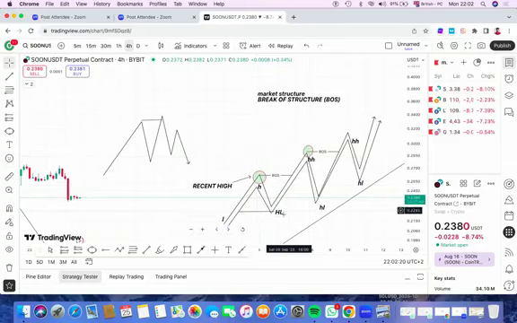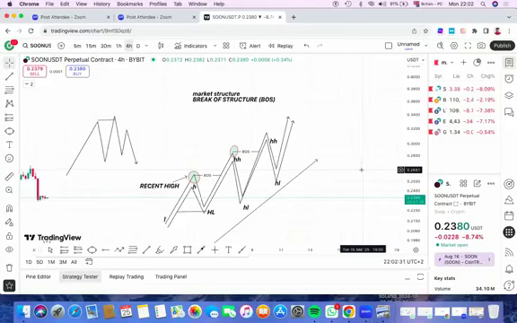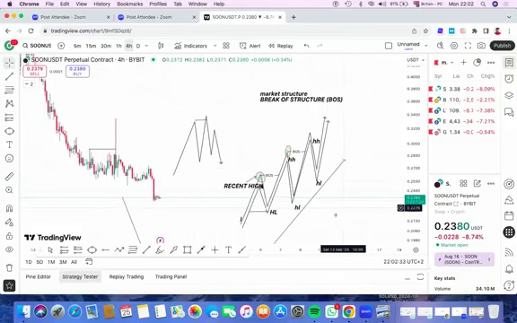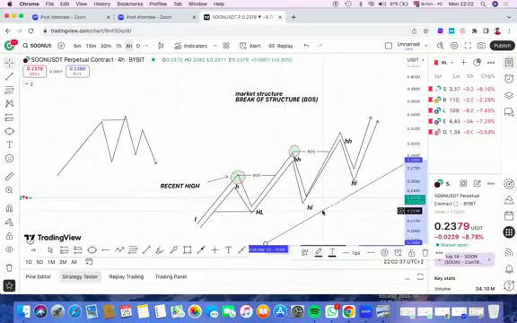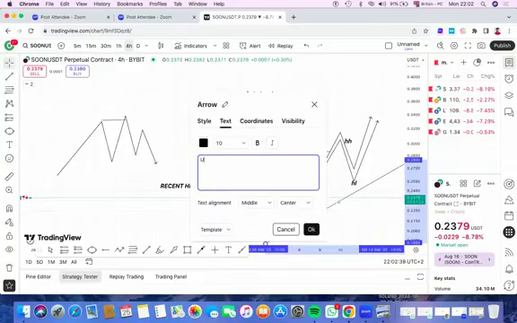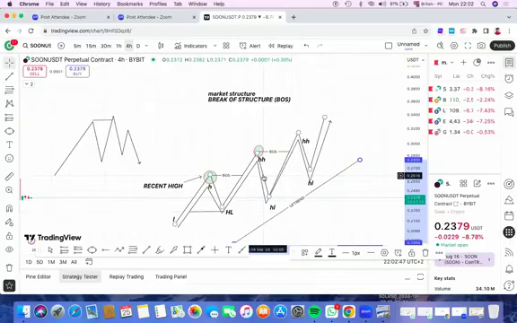And this low, this higher low, is higher than this low, and so this is automatically a higher low, and so on and so forth. Now we can clearly see the market is breaking structure to the upside, and it's in an uptrend. This is an uptrend. This is how the structure would look.